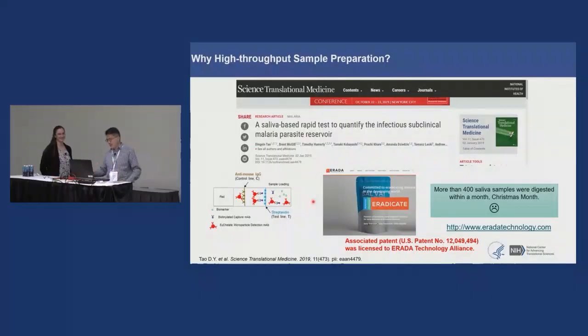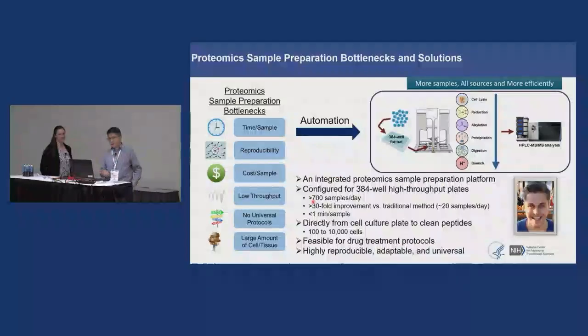The other reason is that after I joined NCATS, we developed a high throughput proteomics sample preparation platform. The major work was done by my previous postbac student, Mr. Drew Burns, now Dr. Drew Burns at UIC. Here I list several proteomic sample preparation bottlenecks. The major one I want to highlight is low throughput, as I mentioned. Manually you can probably process 20, 30 samples a day.